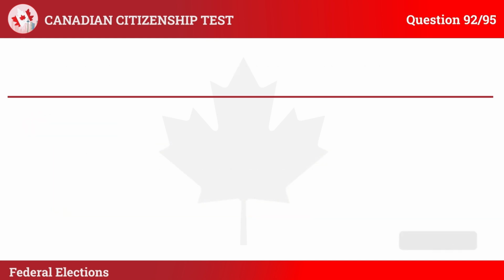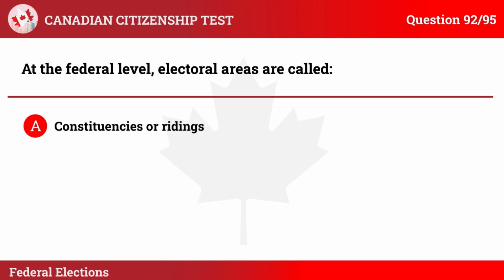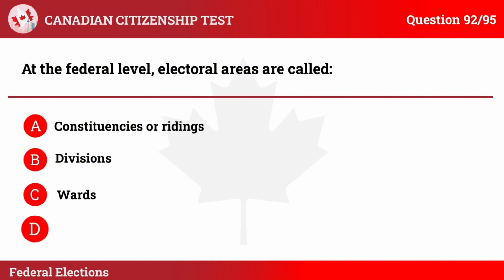Question 92. At the federal level, electoral areas are called A. Constituencies or ridings. B. Divisions. C. Wards. D. Districts.